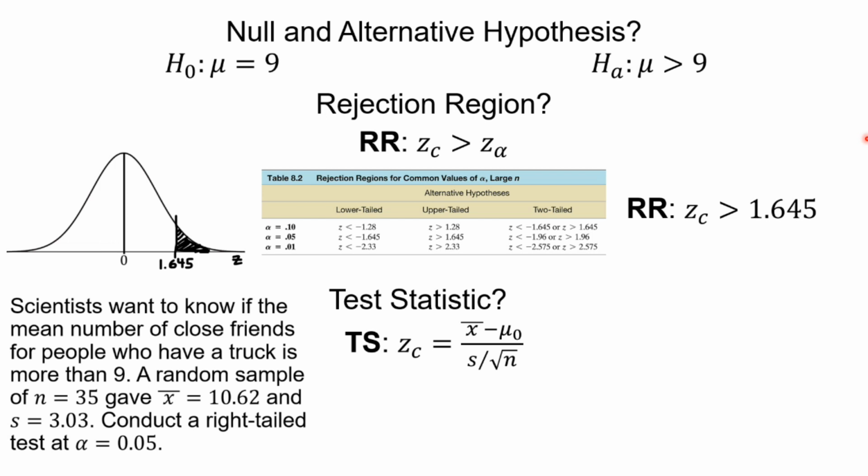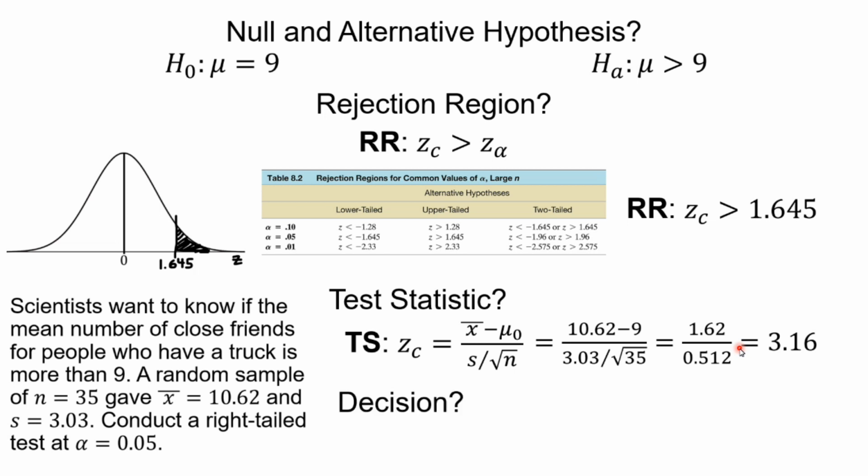So here was the problem originally, and we just got to plug things in. In the numerator we get 1.62, and then we divide by 0.512, which is how much spread is in our new normal curve that we're analyzing since chapter 6. So we end up getting 3.16. Is 3.16 more than 1.645? It is. So we reject the null hypothesis because we're in the rejection region.